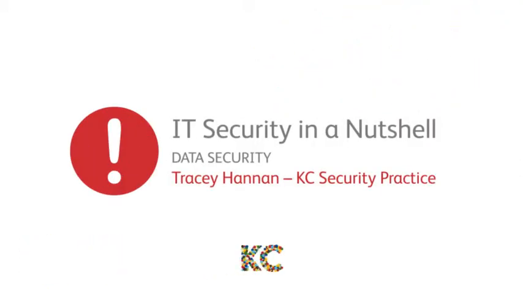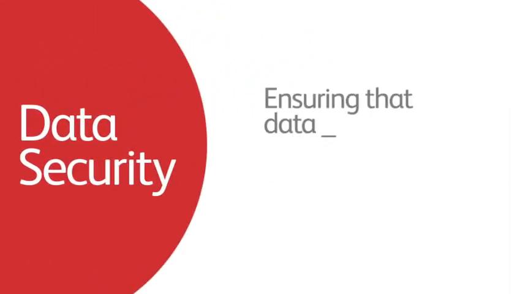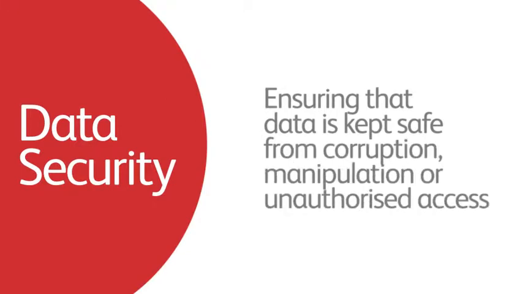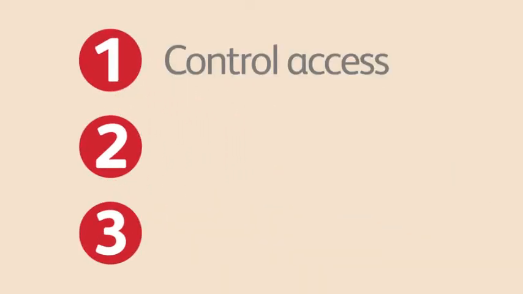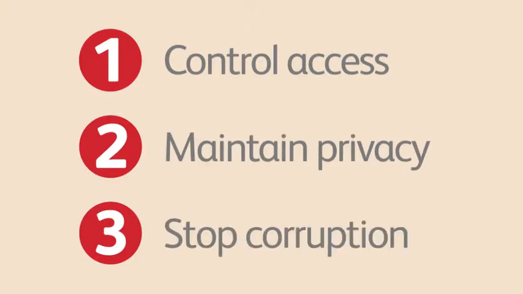This week, we're focusing on data security, which is all about ensuring that data is kept safe from corruption, manipulation, or unauthorized access, with suitable controls in place. There are 3 things to remember: control access, maintain privacy, and stop corruption. If you get those 3 things sorted, your data will be secure.